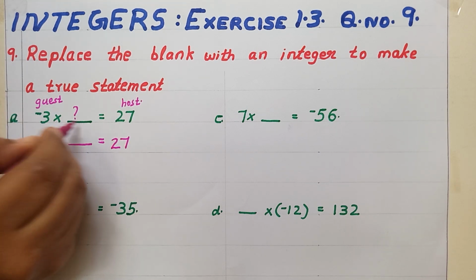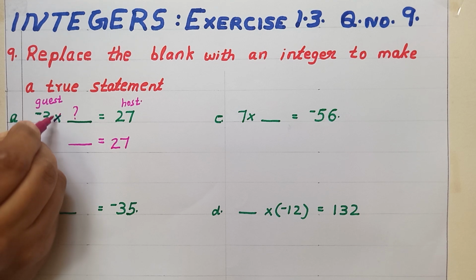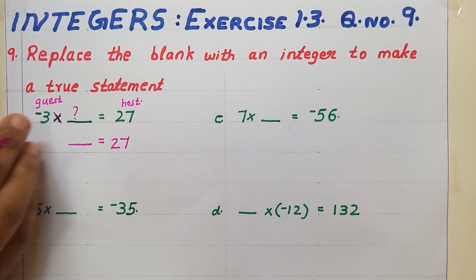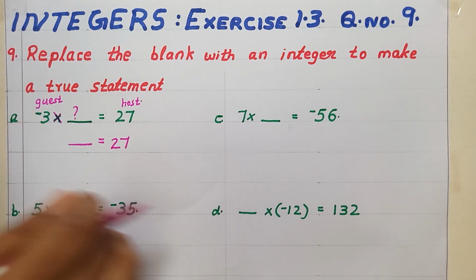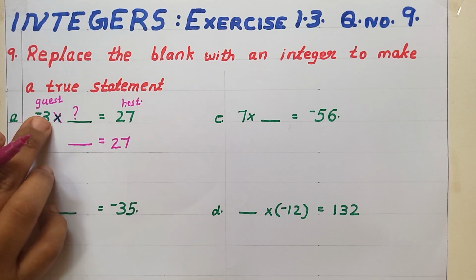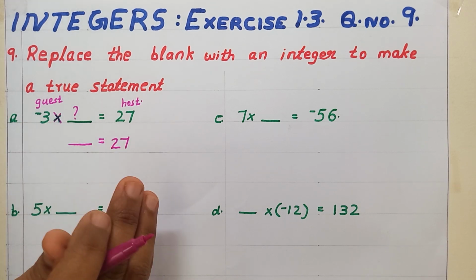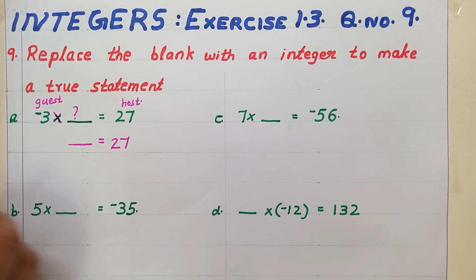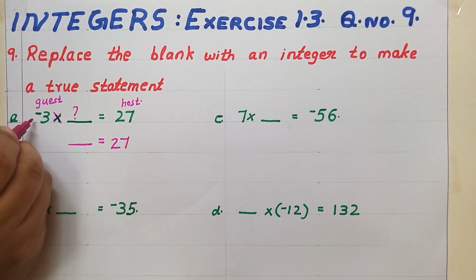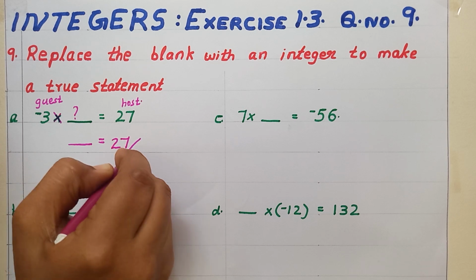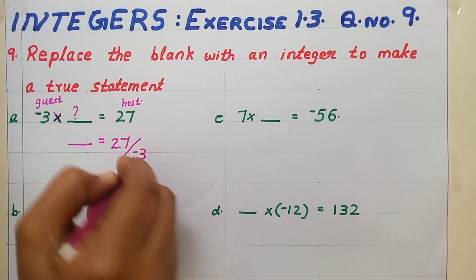See, in between these two numbers we can see the operation is multiplication. When we are taking minus 3 to the other side, the operation multiplication should change into division. Okay, so 27 divided by minus 3.